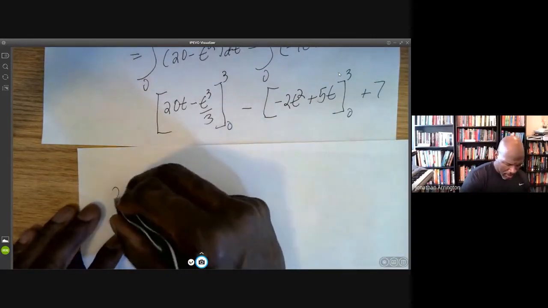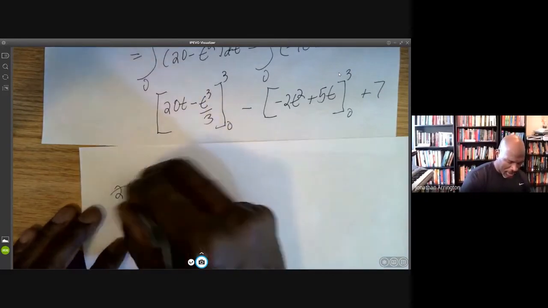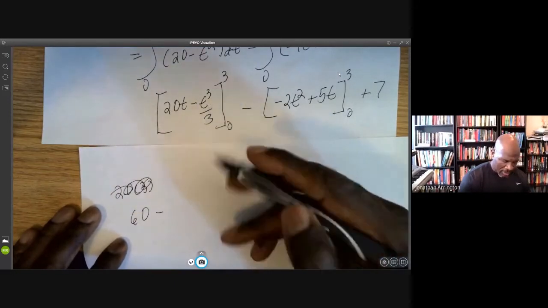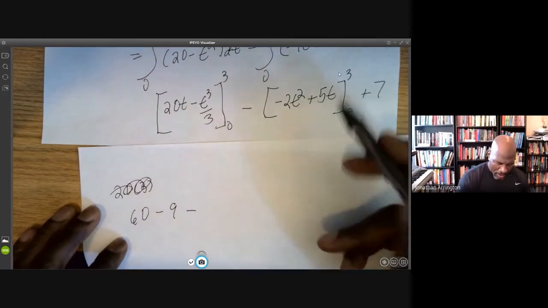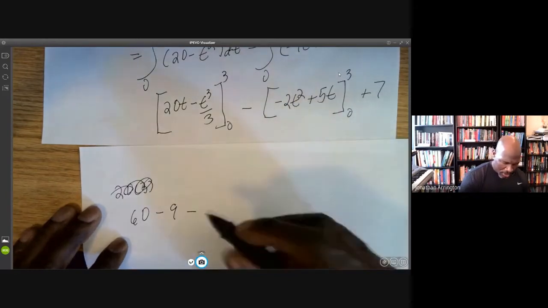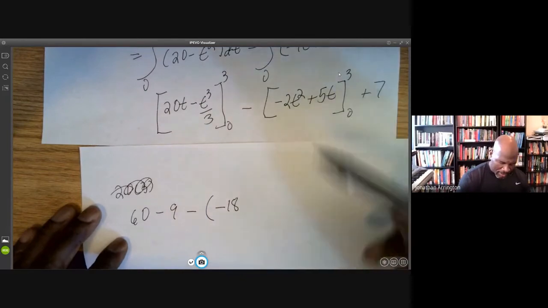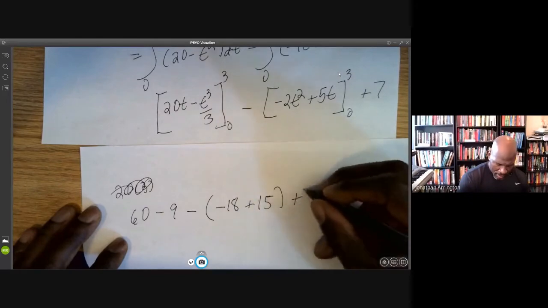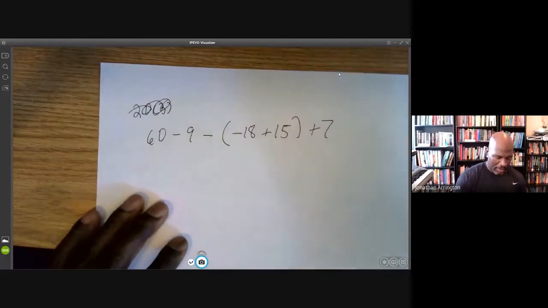So here we have 20 times 3. Well, I don't want to write 20 times 3. So we have 60 minus 3 squared is 27 divided by 3. So 60 minus 9 minus, and here we're going to plug in 3. That's going to be a 9 minus 2, so negative 18. And then 3 times 5 is 15 plus 15 plus 7. So again, everything is numerical now.